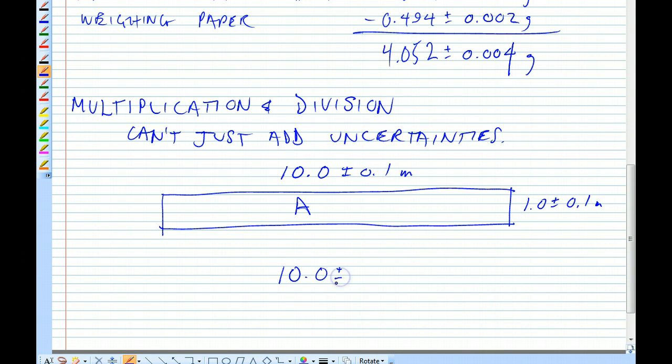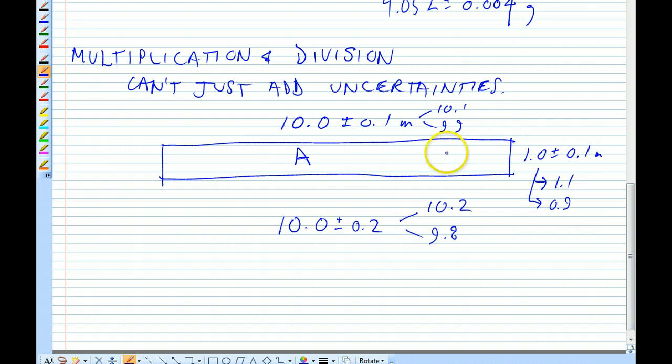And I might be tempted to just add those and do this. But I can't do that. Now, first of all, what would this be saying? This would be saying it could range like this, 9.8 to 10.2. But is that true? Look at your uncertainty. Let's use these ranges. This tells me I could be as high as 1.1 or as low as 0.9. And this one tells me I range from 9.9 to 10.1, right?